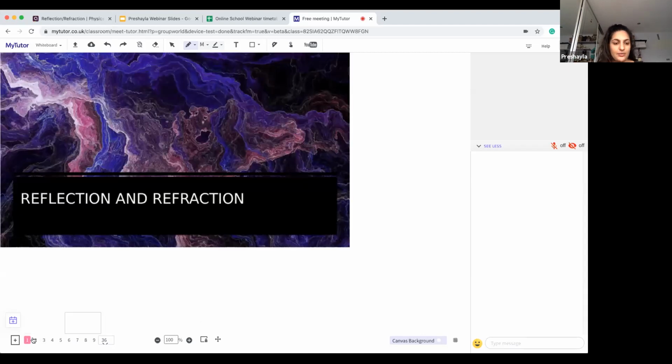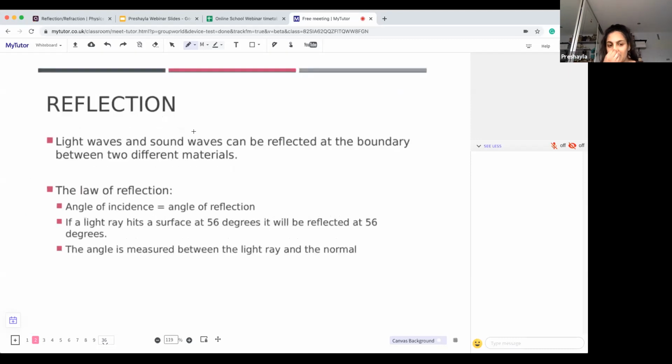Okay, so let's talk about reflection and refraction. So reflection can happen to light waves or sound waves, and it can be reflected at the boundary between two different materials. The law of reflection says that the angle of incidence is equal to the angle of reflection. Okay, so what that means is that the angle that light hits the mirror is the same as the angle when light leaves the mirror. So if a light ray hits a surface at 56 degrees, it will be reflected at 56 degrees. The angle is measured between the light ray and the normal.